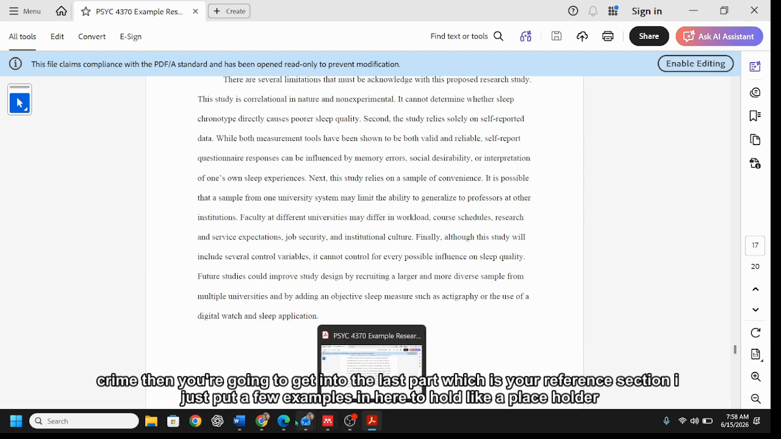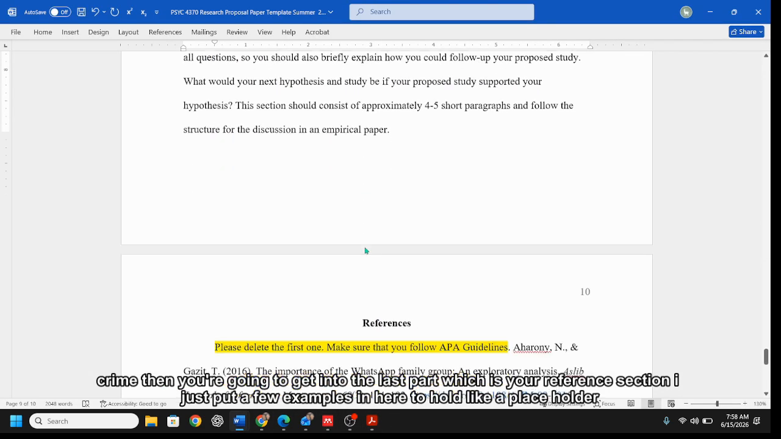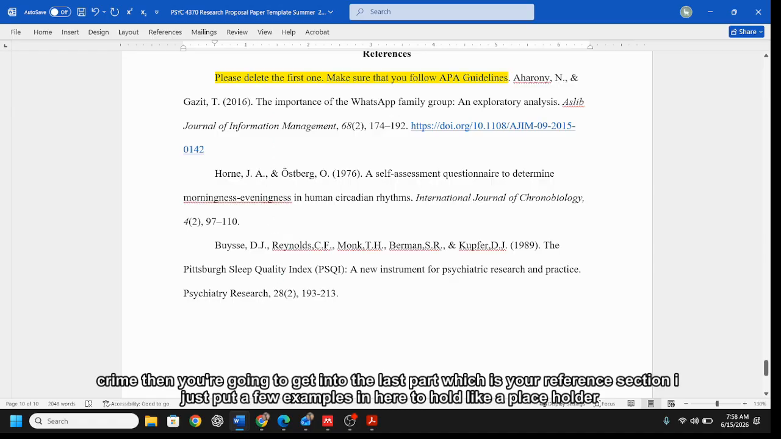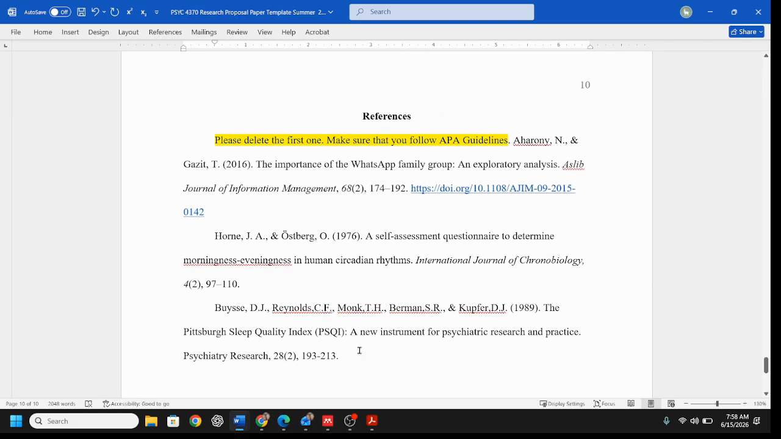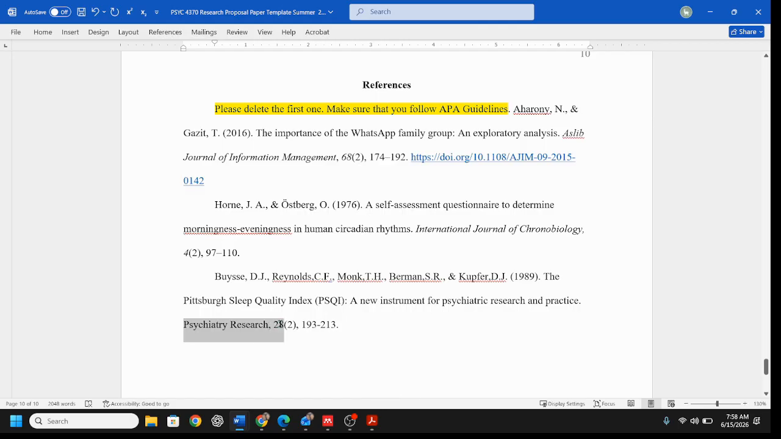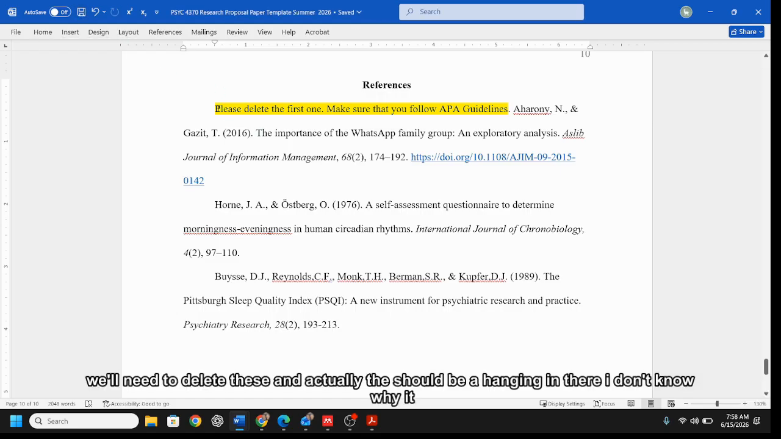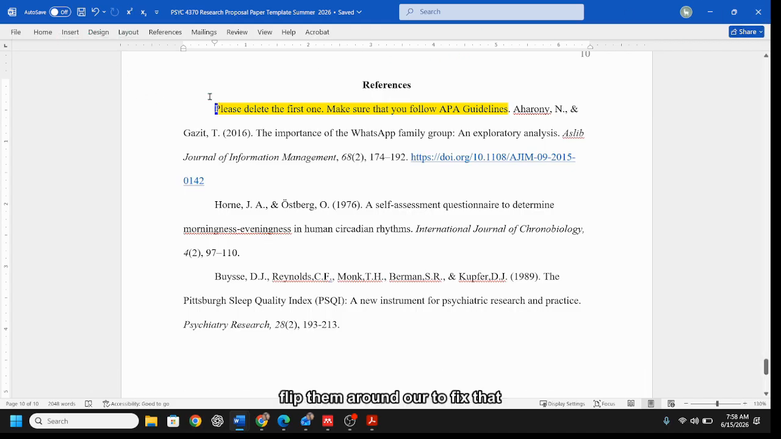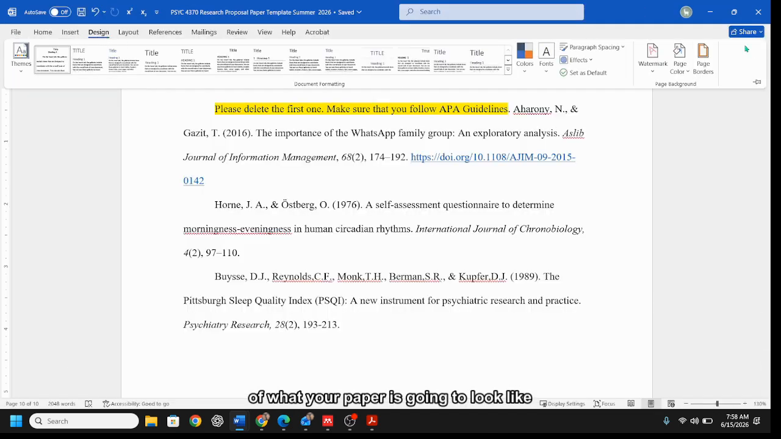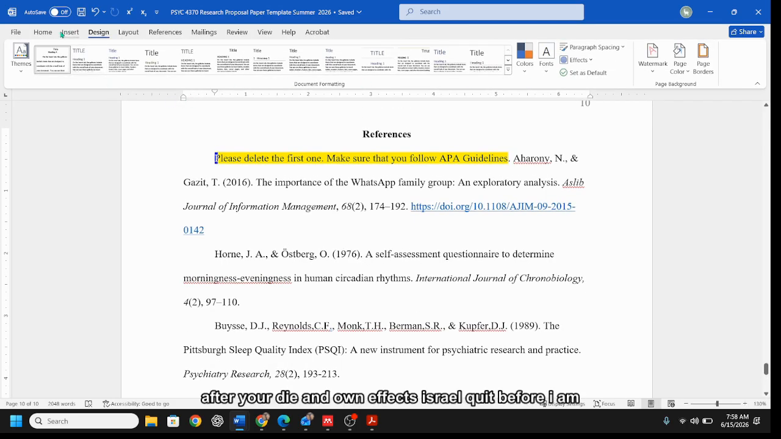Okay? Then you're going to get into the last part, which is your reference section. I just put a few examples in here to hold like a placeholder. Okay? That should be in italics right there. But you will need to delete these, and actually this should be a hanging indent. I don't know why it flipped them around. I'll have to fix that. But that basically gives you an idea of what your paper is going to look like after you're done.